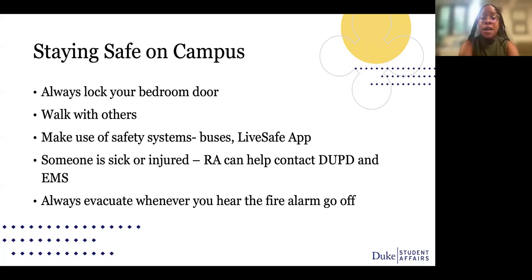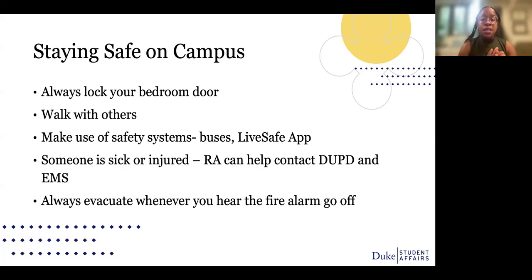Walk with others at night. If you are alone at the library and coming back late, you can always call DUPD as well for a safe ride, or they'll send an officer just to walk with you to the bus. So make sure that you're always walking with someone. We are in the West Campus, may be a little bit further off, but East Campus is still within the Durham community, so we can't always control our surroundings. So we just want you to be as safe as possible.